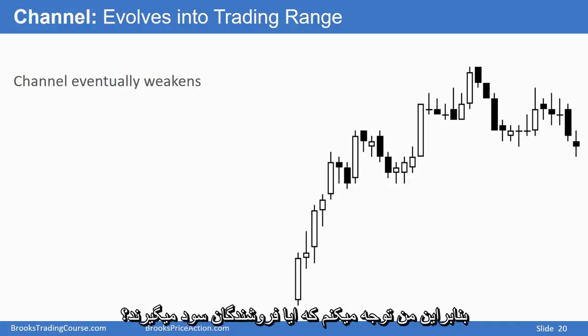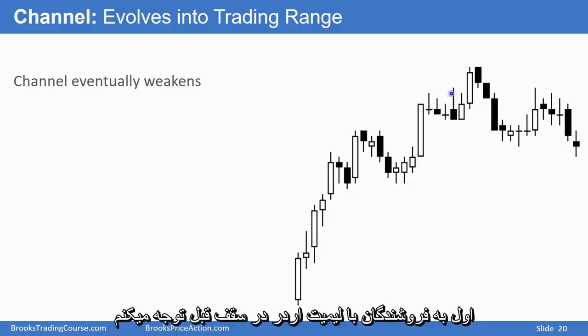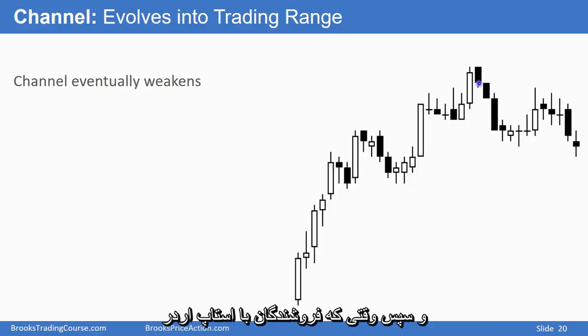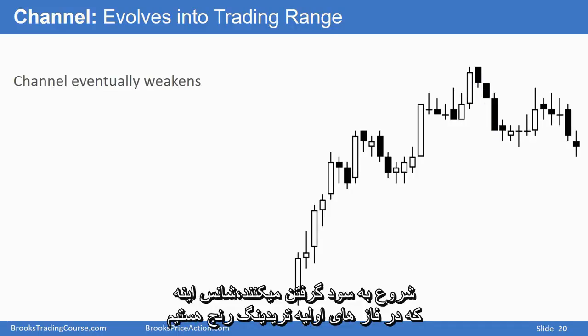So I pay attention. Are the bears making money? First of all, you got the limit order bears selling at the prior high, and it's falling probably enough for a scalp. And then stop order bears. Once the stop order bears begin to make money, chances are we're in the early phases of a trading range.